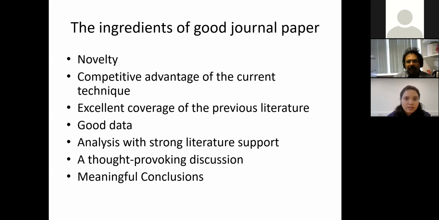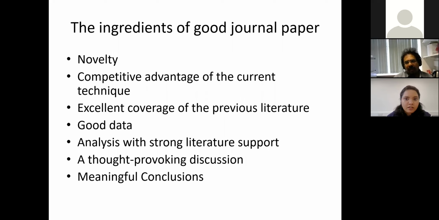Or you can say that this is contradictory to the work which was published by Kim and his co-workers in 2011. Then you need to explain why your work is different. So that is how you make a strong discussion. That is how you make a thought-provoking discussion part.